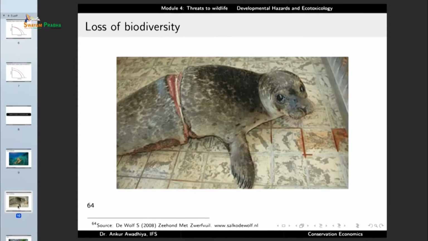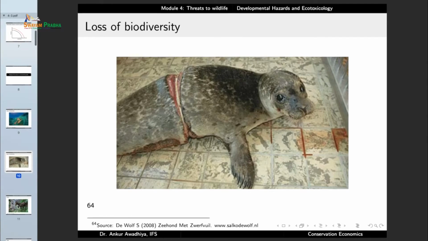So we are observing all over the world that a number of animals are dying. They are getting entangled in these pieces of plastic and they are dying off. And when there is a loss of biodiversity, this also reduces the well-being of quite a number of people, because biodiversity has its own advantages.